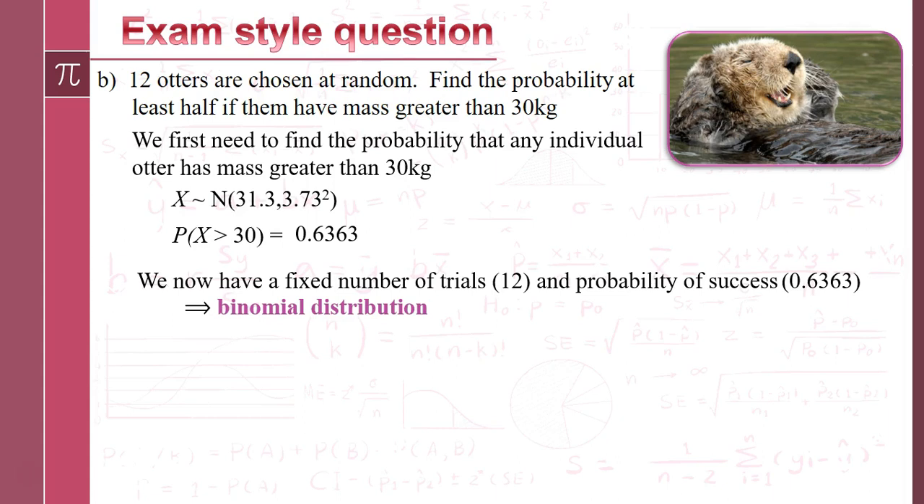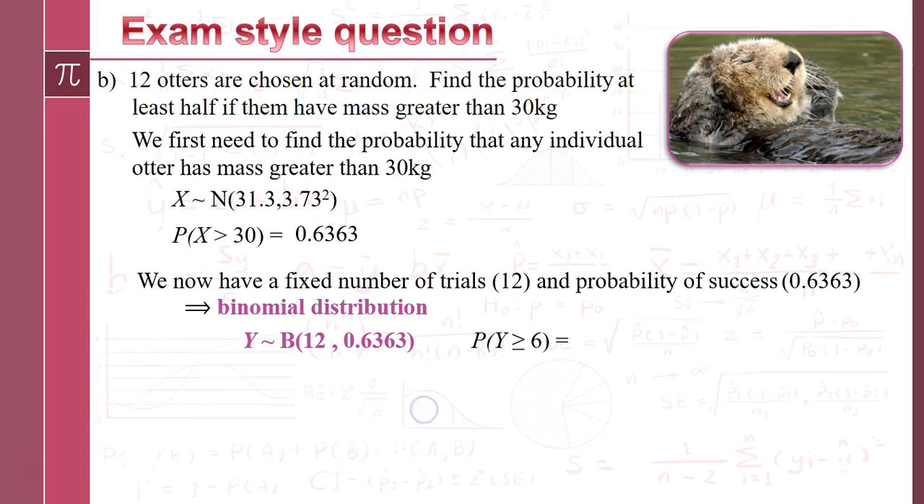So we're taking the values that we found from our normal distribution for the whole population, and now we're looking at a fixed number of trials, 12 specific otters, and what's the probability that we're getting at least half of them greater than 30 kilograms. So it transfers into that. For our 12 otters, that's our random variable Y. It's now a discrete random variable. It's binomial, 12 trials, 0.6363 is our probability of success.